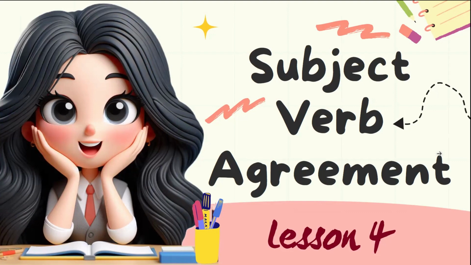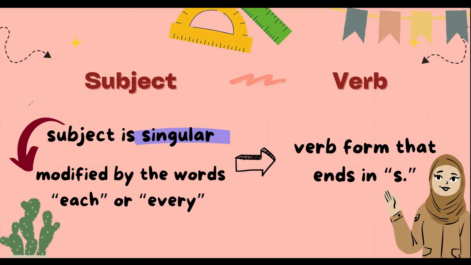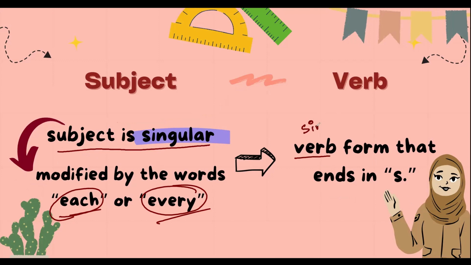So without further ado, let's start with today's class on the next rule of subject-verb agreement. Here we are with the first rule of today's class, which says the subject is going to be singular, or it will be considered singular, when modified by the words each and every. So if the noun present in the sentence is modified by words like each and every, we consider the subject singular. And that is why the verb that will be used will also be singular, which means the verb form will end with S.